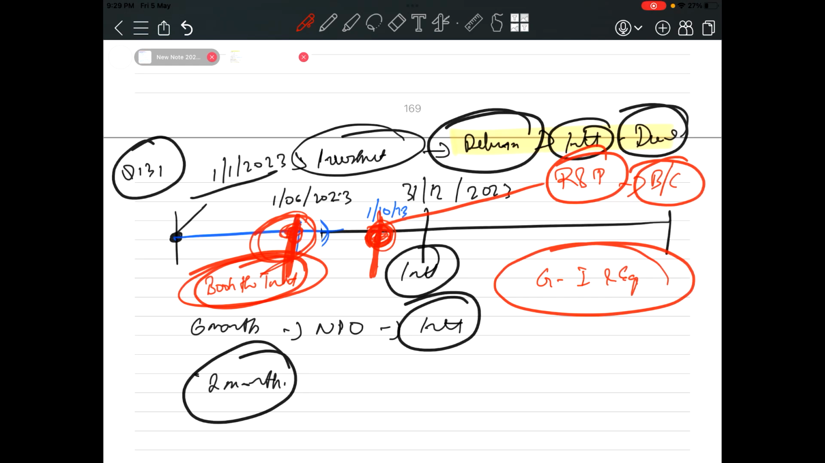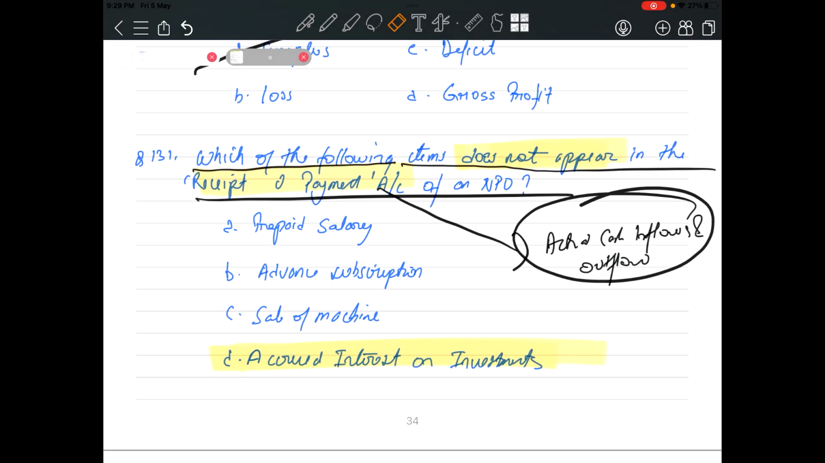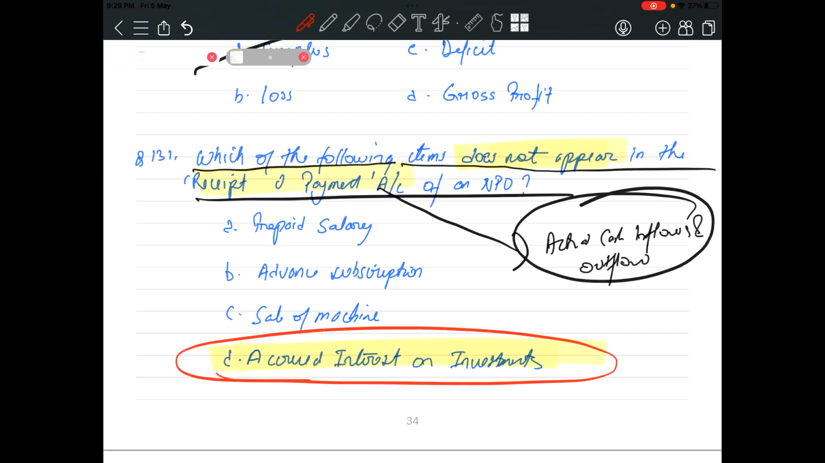So this type of transaction will be called an accrued transaction, which means the time to receive the investment interest has already arrived. So that will be called accrued interest. Now, does this accrued interest include money? No, right? Money will be received in the future. So this will not come in the receipt and payment account. So I hope this is clear. 131. So what's the answer for question number 131?